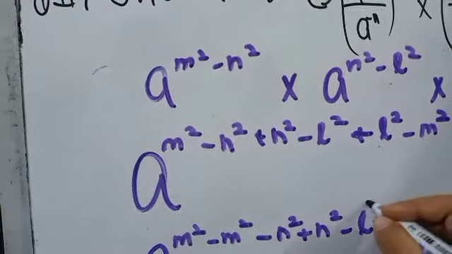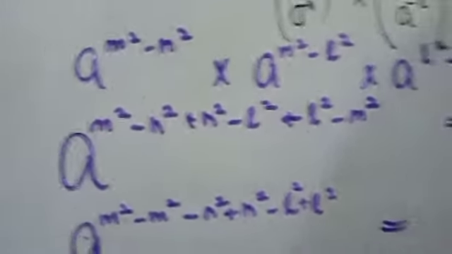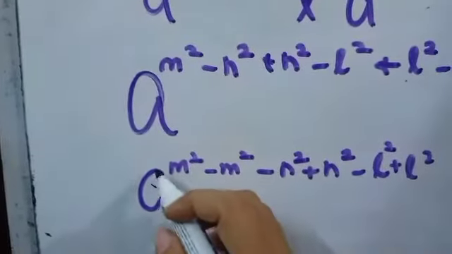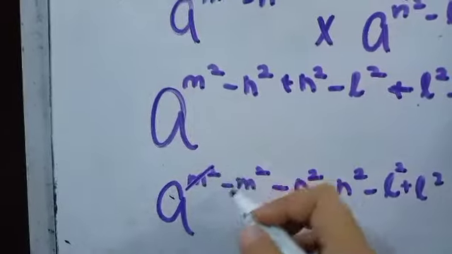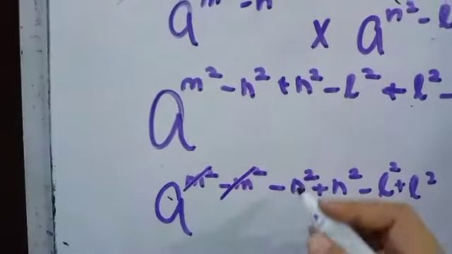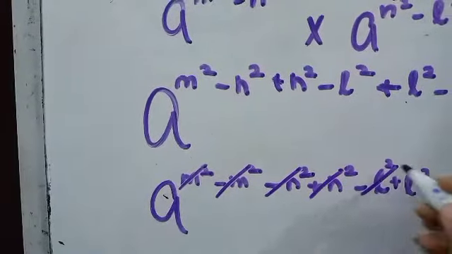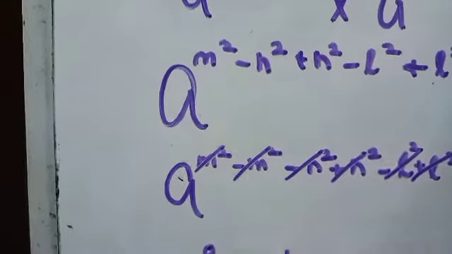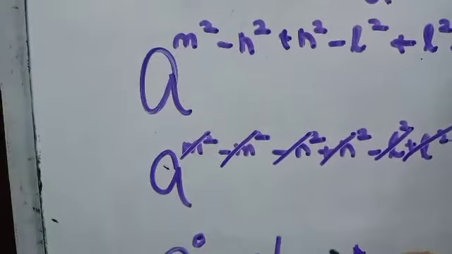is equal to 1. You will write "is equal to 1" as it is coming. Now plus m square minus m square cancel. Same variables with opposite signs cancel. This also cancels. This also cancels. It remains only a raised to the power 0, which is equal to 1. So hence I have proved.